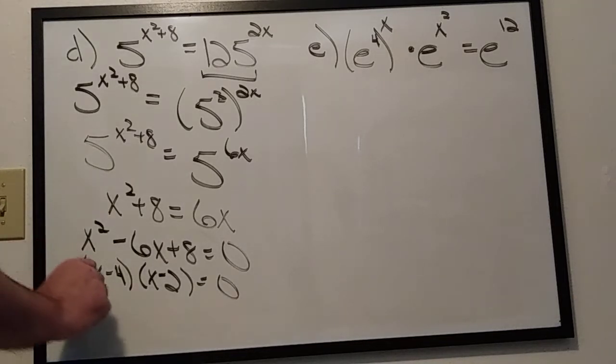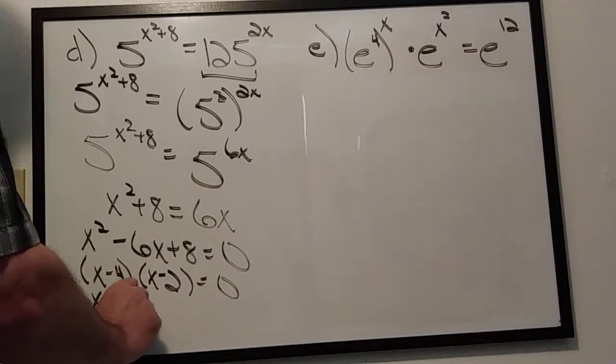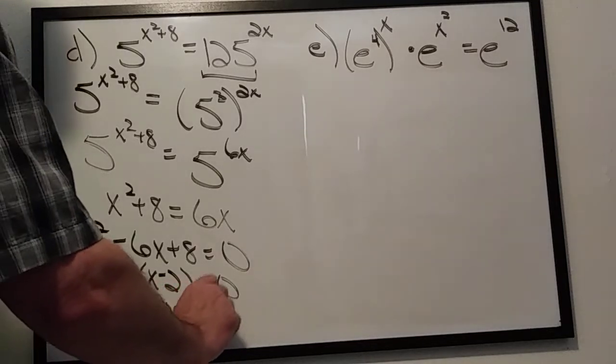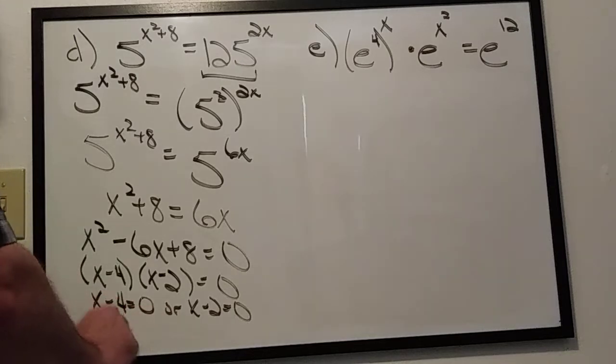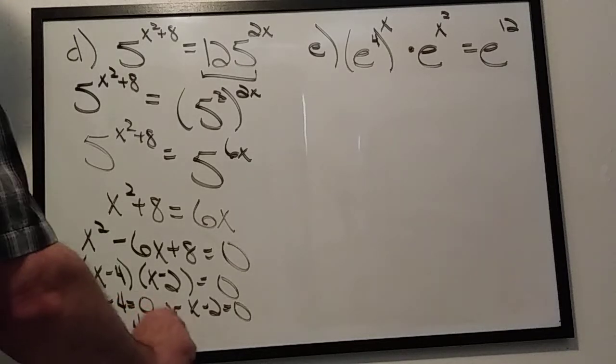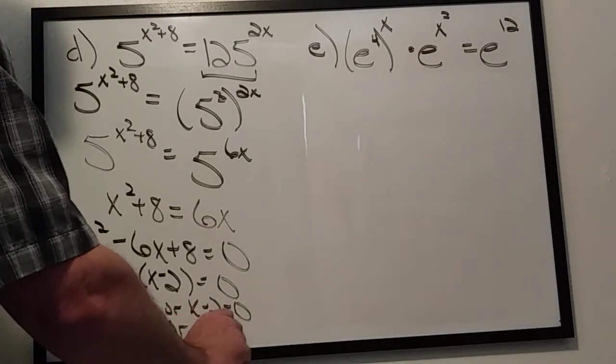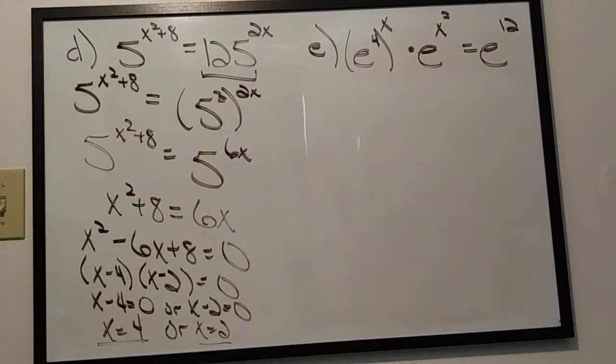Set each one of those equal to 0. We get x minus 4 is equal to 0 or x minus 2 is equal to 0. Solve each one of those equations. We get x is equal to 4 or x is equal to 2. So now something nice to notice about this particular problem is that we ended up with two different solutions, a little bit different than what we saw in A through C. So x equals 4 or x equals 2. Now that we're set with that one, we're ready to move on to part E.